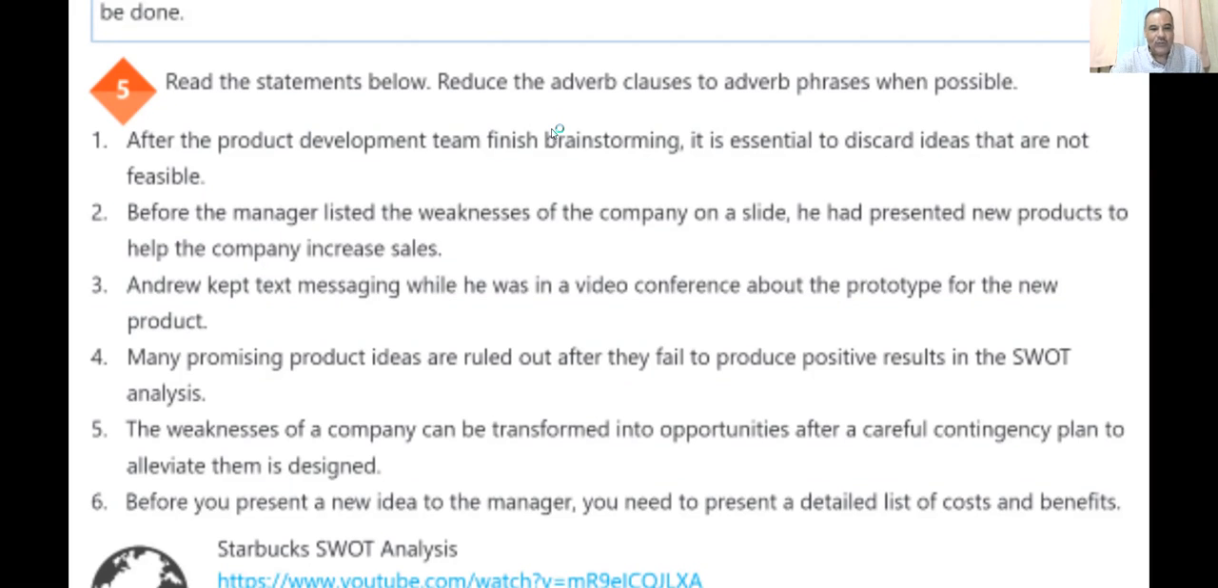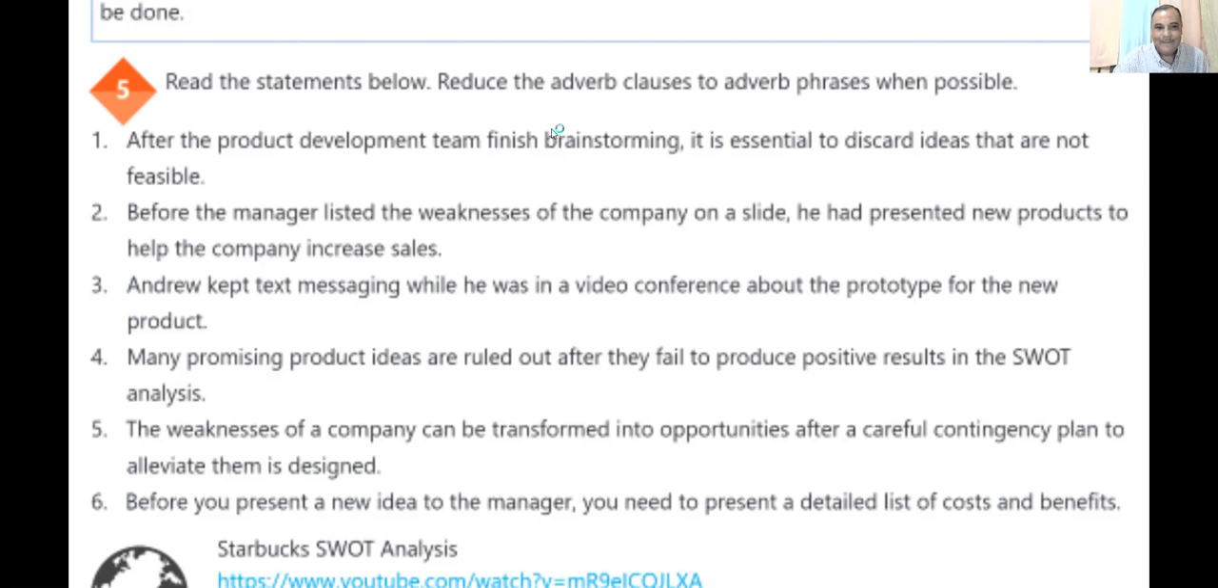Number two. So first, is the subject, the manager, the same as he? Is the subject the same? Yes. We can make the reduction. Okay, so we need before. Remember, we can only omit while and when. So we need before. Before, what is the verb? The verb is right here, listed. It's in the past. So we need it in the present participle. The present participle will be listing. So before listing the weaknesses of the company on a slide, he had presented new products to help the company increase sales. You see, very easy. Is that clear?